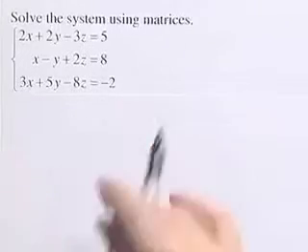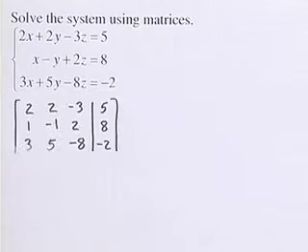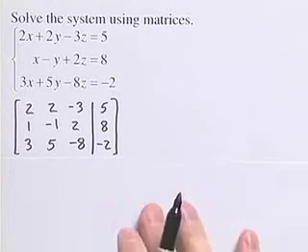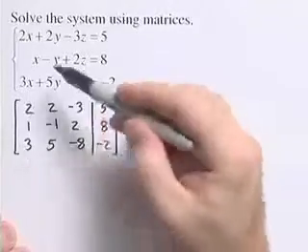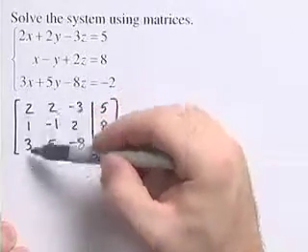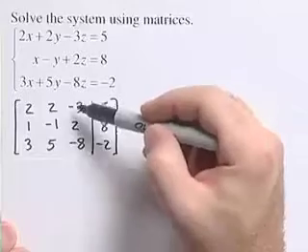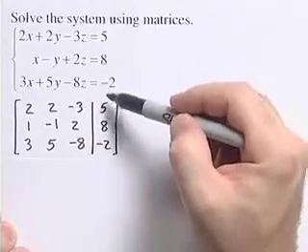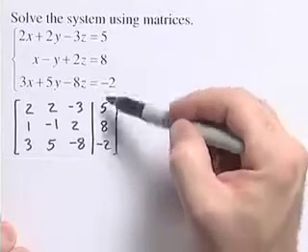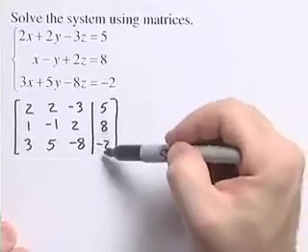First thing we want to do is write down our augmented matrix. Remember that the augmented matrix is in two parts. We have the coefficients of our variables, the x coefficients in the first column, y coefficients in the second column, and z coefficients in the third, then a vertical line, and then the coefficients on the right-hand side go in the second part here.